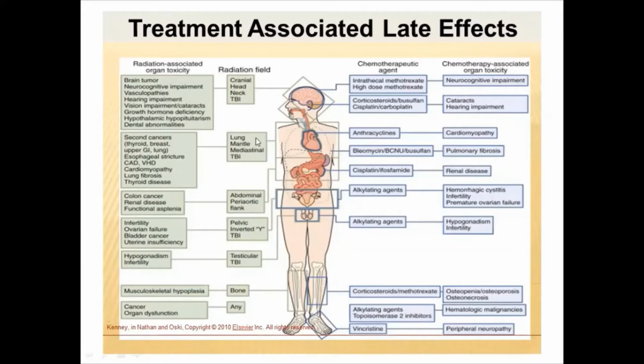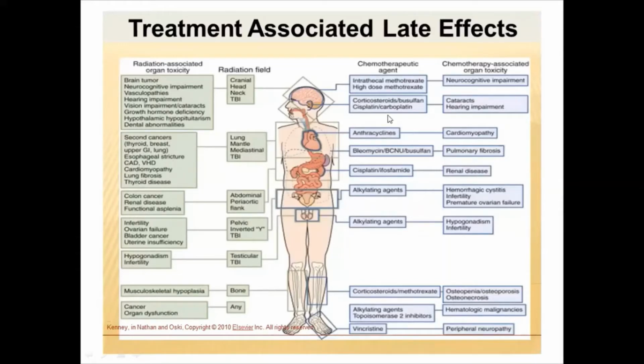Likewise, if we are irradiating the lung or giving a mantle field in Hodgkin's, or a mediastinal radiation, there can be secondary cancers such as thyroid, breast, upper GI, lung. There can be esophageal strictures, cardiomyopathy, lung fibrosis. Likewise, here we see the various radiation fields we cover, and the associated toxicities that we can see.